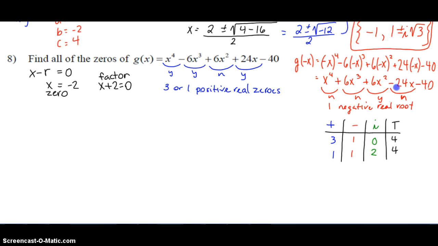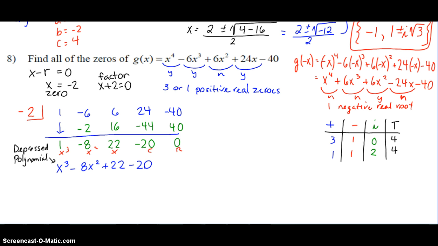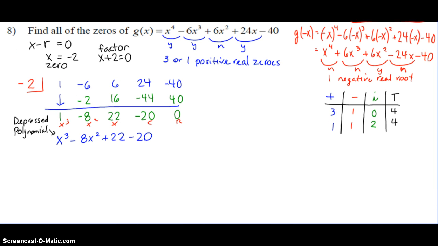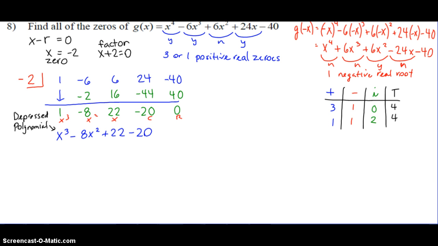Okay, so that means we're going to put negative 2 inside the box, make sure all the coefficients are there, and set up the synthetic division. Okay, so we ran our synthetic division, and we were able to come up with the depressed polynomial. Now that we've got the depressed polynomial, what we want to do is take that and do another synthetic division with another 0 to try out. I want you to try out a 0 of positive 2.